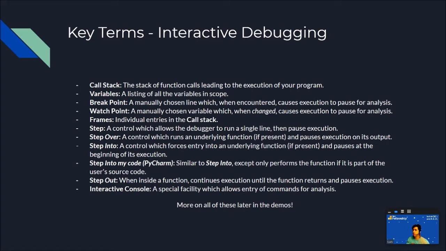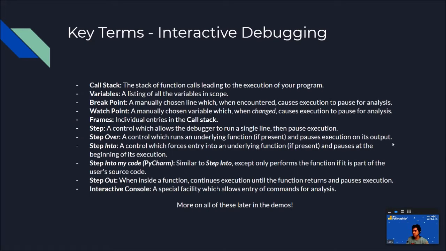The main three things that I want to focus on today: a breakpoint. So hopefully you can see my mouse here. It's the third point. I define it as a manually chosen line which, when encountered, causes execution to pause for analysis. So if I place a breakpoint on, say, line 9, the debugger is going to hit that line and pause execution for me, giving me the opportunity to do whatever I want to analyze the running program.